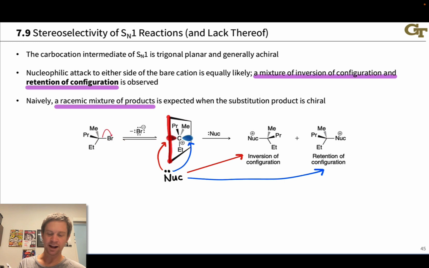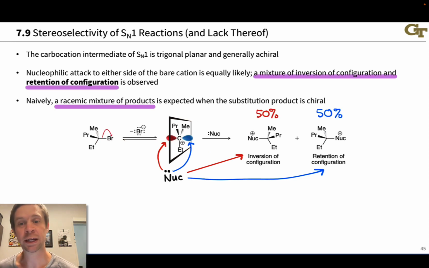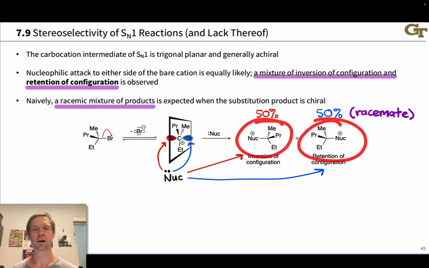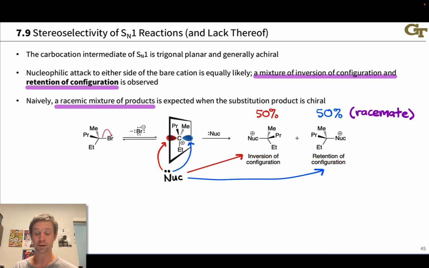And because the carbocation is completely flat, the energetics of both of these approaches are identical, and we would expect a 50-50 mixture of inversion and retention, or a racemic mixture of the two enantiomeric products. These are enantiomers. Notice each one is now back to being chiral because we've pyramidalized the central carbon again, and they are related as mirror images. So in general, when SN1 forms a chiral product from an achiral carbocation, we expect a 50-50 mixture of the two enantiomers, or a racemic mixture.